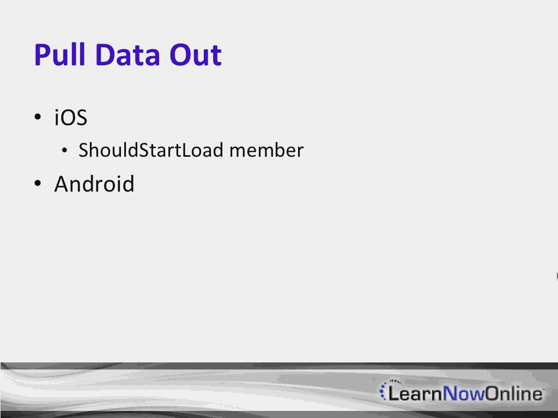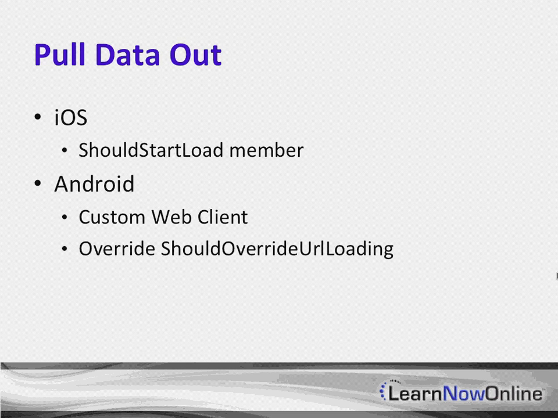In Android, it's conceptually pretty much the same. We're going to create a custom web client class and use that. Inside that class, we're going to override one member, the ShouldOverrideUrlLoading method. And inside that, we'll track and ask, do we need to handle this natively?